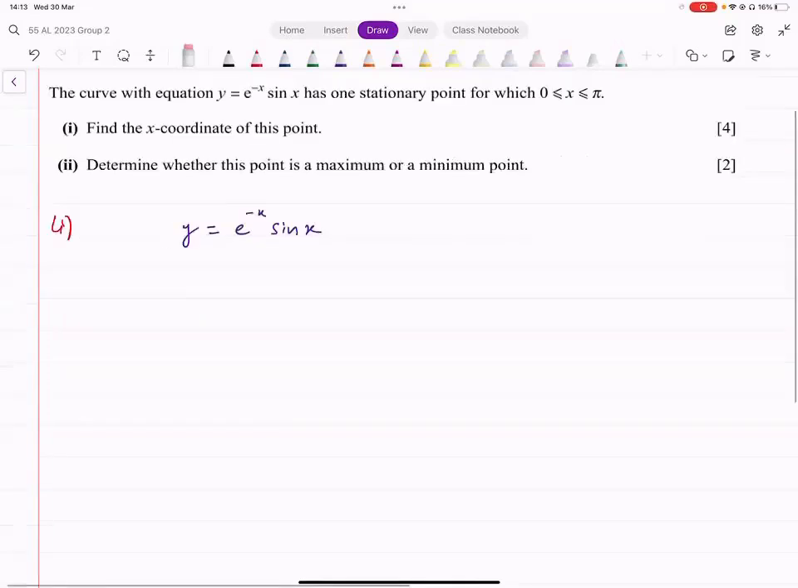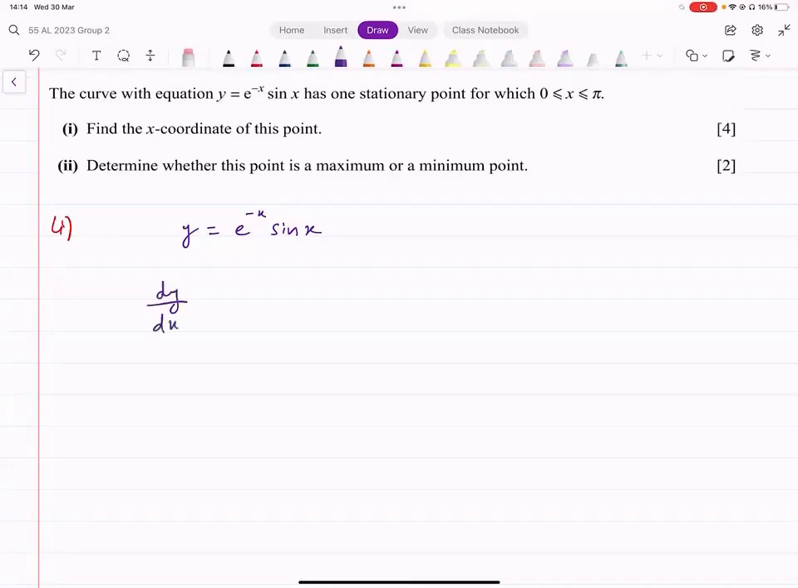Okay, let's do this quickly. e raised to the power minus x sin x, that's the function. Again, it has one stationary point. We have to find the x coordinate of the stationary point. How do we find a stationary point? Find the derivative dy by dx.